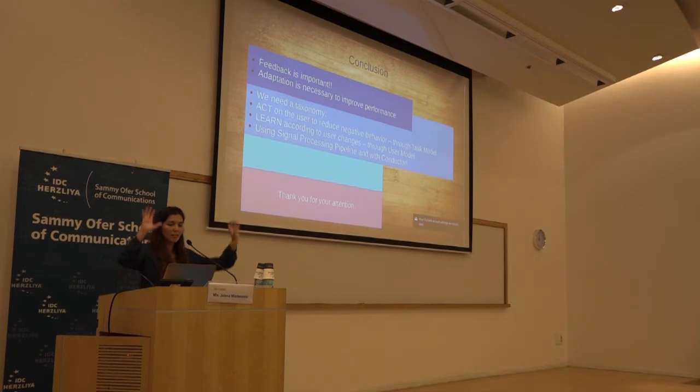So my point was, feedback is very important. We need to adapt the BCI. For that, we need a taxonomy. We can act on the user instead of only adjusting to signal variability, and also, to orchestrate all of this adaptation, we need an intelligent agent that has optimization criteria behind it. Thank you.